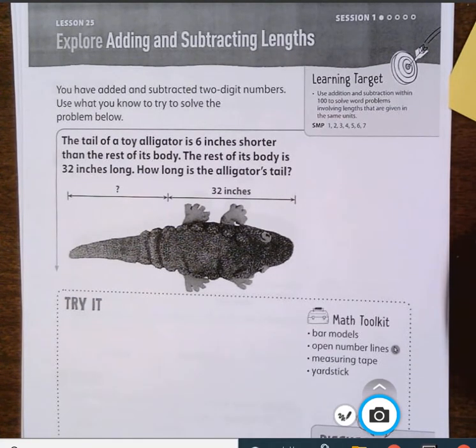Okay, so let's start over. The tail of a toy alligator is 6 inches shorter than the rest of its body. The rest of its body is 32 inches long. How long is the alligator's tail?